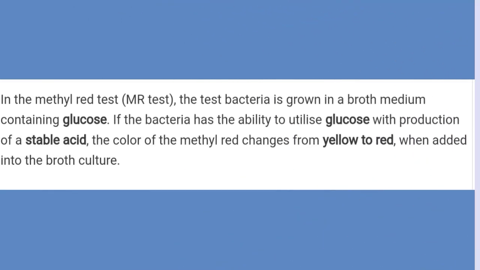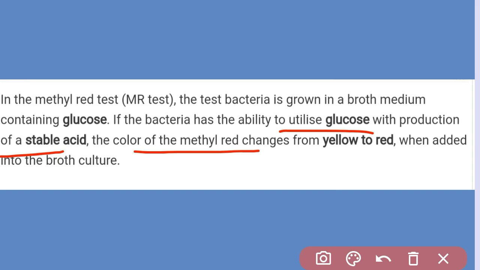In a methyl red test, the bacteria are grown in a broth medium containing glucose, for example, glucose phosphate medium. If the bacteria have the ability to utilize glucose with production of a stable acid, the color of methyl red changes from yellow to red when methyl red is added to the broth culture. Enterobacter aerogenes gives this test as negative because the acid formed from the pyruvic acid gets converted into a non-acidic compound. So for Enterobacter aerogenes this test is negative, whereas E. coli is methyl red positive.